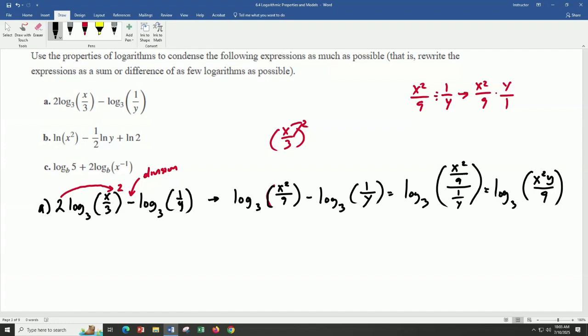Let's look at this next one. Notice they're using the natural log. We know on natural log our base is always an e, okay? That will come in very helpful in the next chapter. So doing this very carefully, very intentionally, let's start rewriting our problem here and say, okay, I've got this ln of x squared minus 1/2 ln y plus ln of 2.